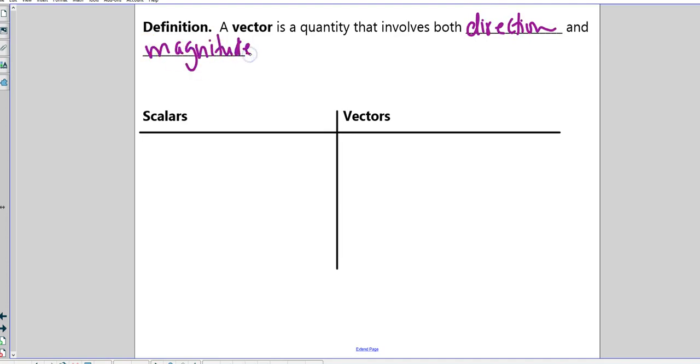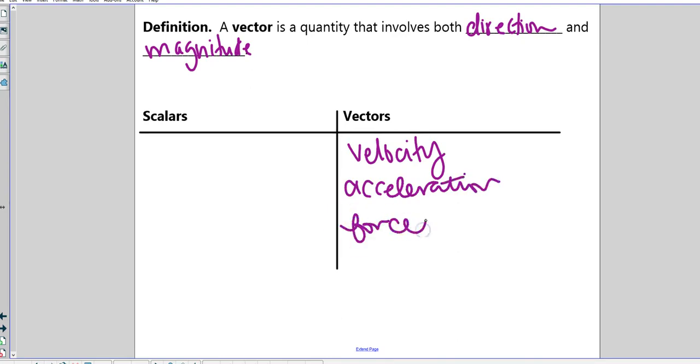Okay, so some examples of vectors. You don't have to write the examples if you don't want, but physics people, can you give me some examples of vectors? So like velocity would be a vector because velocity gives you speed and direction, okay? So like I'm going 60 miles per hour to the right if your velocity is positive. Acceleration is a vector.